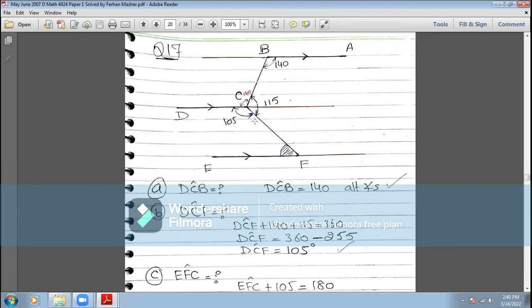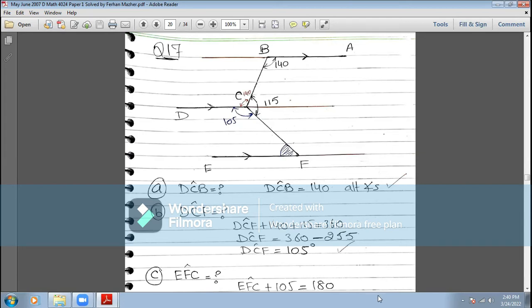Then they want us to find this angle. If I know these angles, the angles around a point add up to 360. So from 360, I will subtract 140 and 115 to get the value of DCF. So DCF plus 140 plus 115 is equal to 360. So DCF will be equal to 360 minus 255, and DCF will be equal to 105.